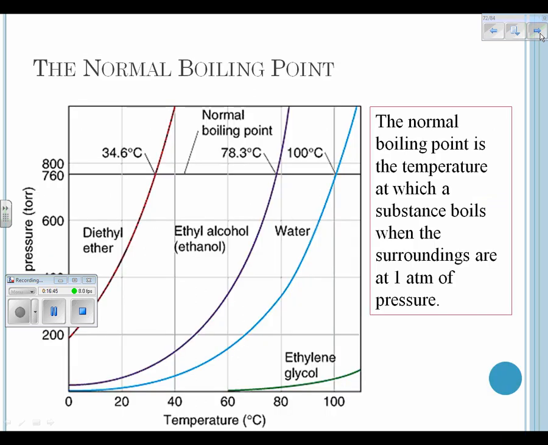Now, this is again just to show that the normal boiling point of a substance is the temperature at which a substance boils when the surroundings are at 1 atmosphere. So on this diagram, our vapor pressure is over here on the y-axis, in torr, so that would be 760 torr. So our temperature at that particular pressure would be where our boiling point takes place, because that is 1 atmosphere.